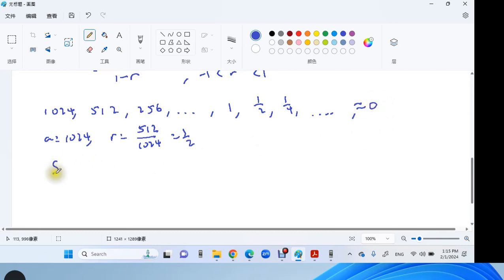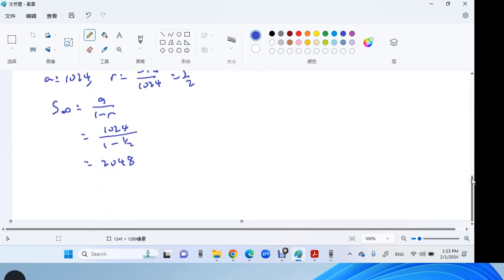So we can have S infinity, that is a over 1 minus r. That is 1024 over 1 minus 1 over 2. So this is 2048.